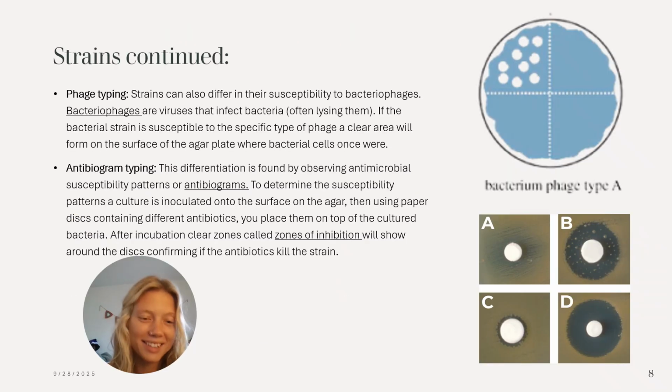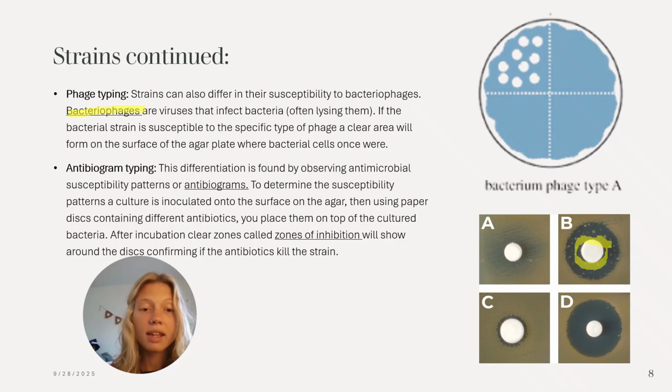Phage typing. These are the last two of the ways to differentiate strains. Strains can also differ in their susceptibility to bacterial phages. Bacterial phages are viruses that infect bacteria and often lyse them, so it destroys the bacteria. If the bacterial strain is susceptible to the specific type of phage, a clear area will form on the surface of the agar plate, just like this, where bacterial cells once were.